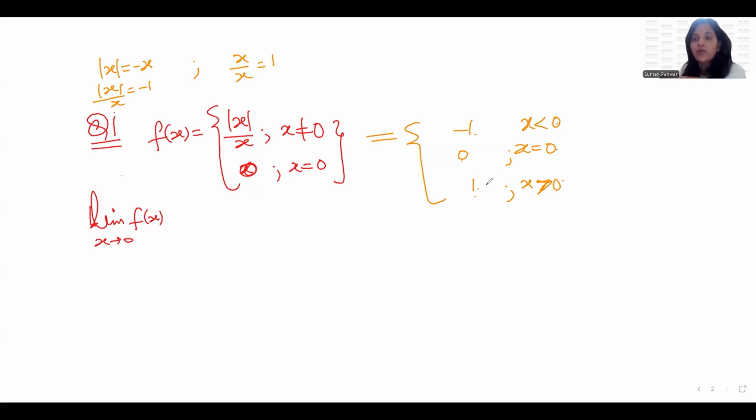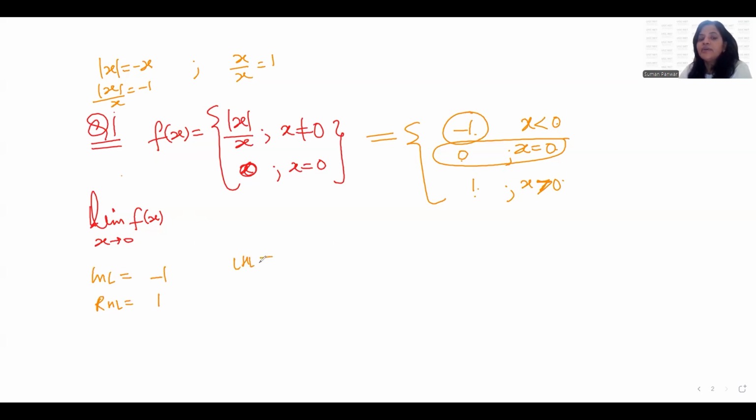Whenever we talk about the limit at 0, we don't care about what is happening at 0. This is irrelevant to us. When we talk about the limit of a function at a point, we talk in terms of left and right hand limits. So you can see that the left hand limit is nothing but minus 1, and the right hand limit is nothing but 1.